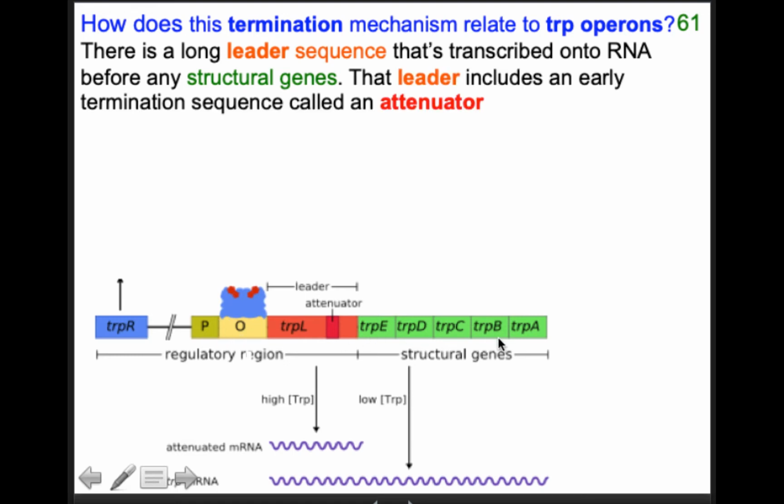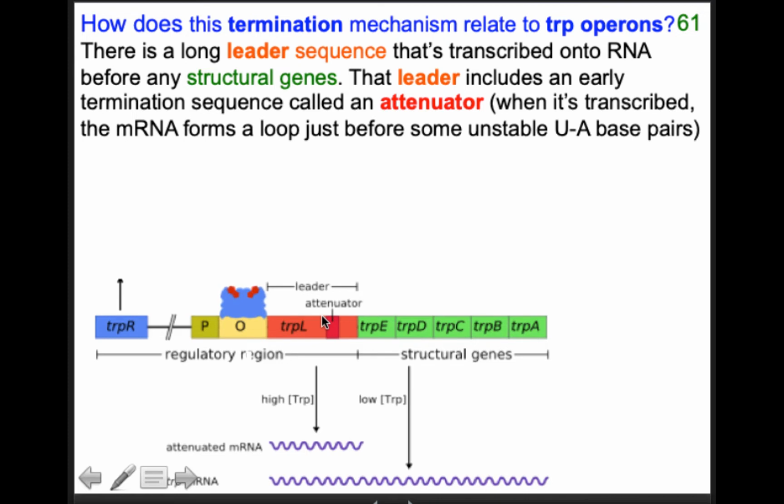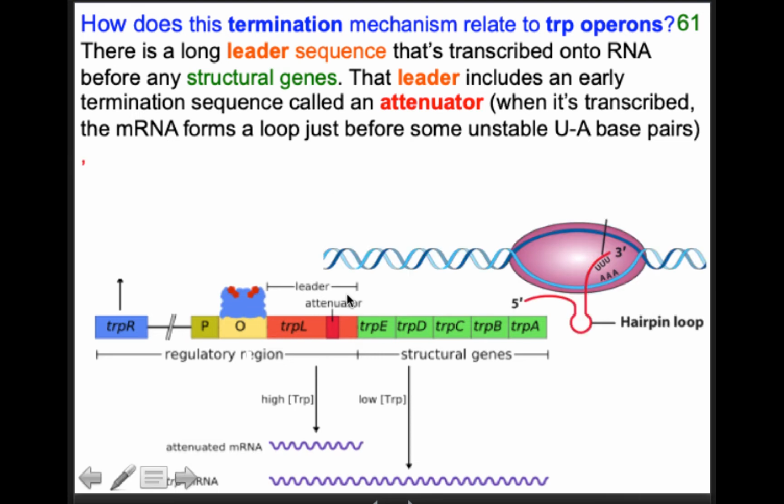Within this long leader sequence, there's an attenuator, which is another termination sequence. Normally you have a termination sequence at the end of the operon or gene. This one is early, within the leader sequence. When this attenuator gets transcribed, you see the same result as before: the mRNA itself folds up into a hairpin loop, and there's a whole bunch of UA base pairs that can end transcription because they're unstable and the RNA polymerase can't go backwards.